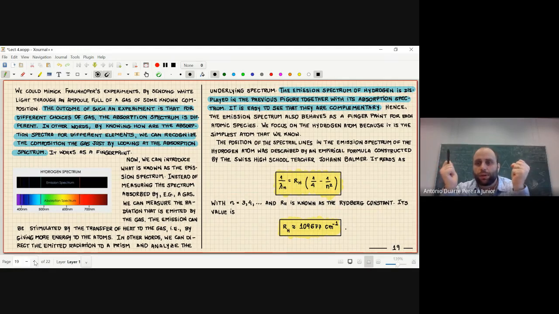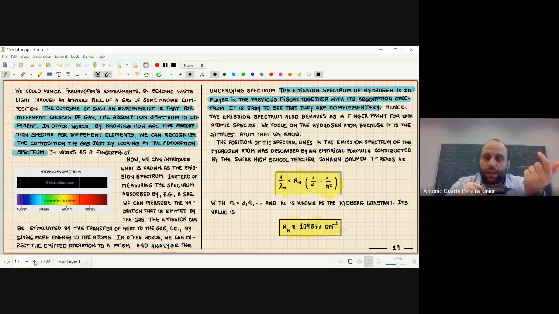So again, what is going on? You send light through a glass tube, and the atoms that compose the gas inside this glass tube will absorb some colors, and others will just pass through, and you're going to see them in your spectral decomposition.